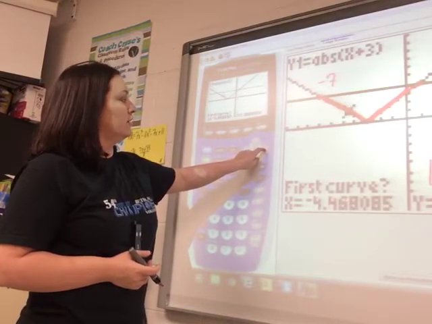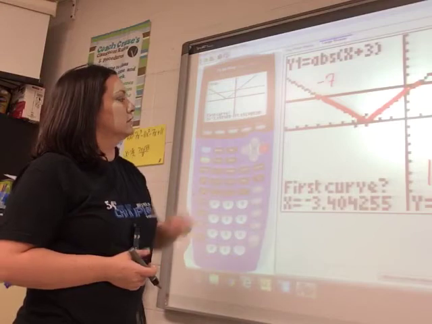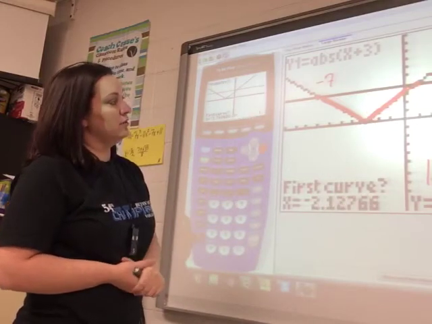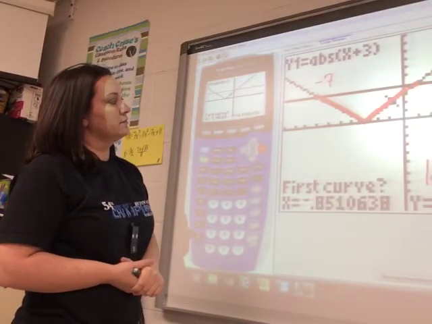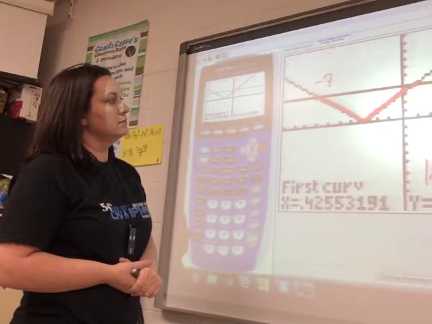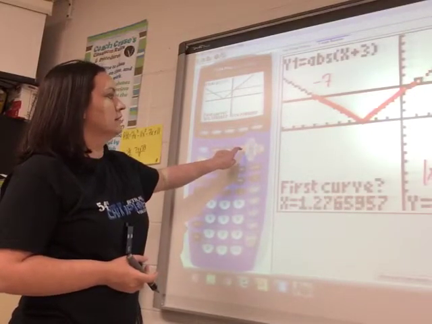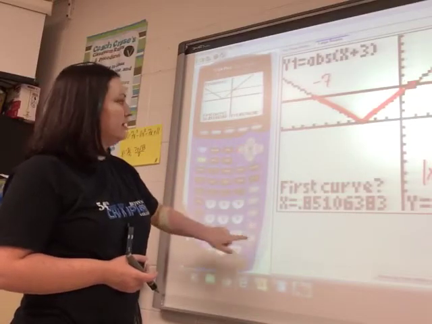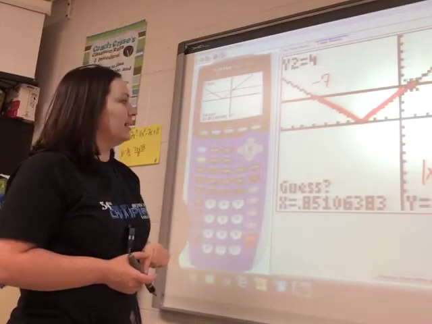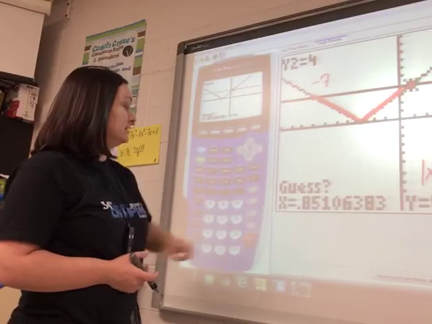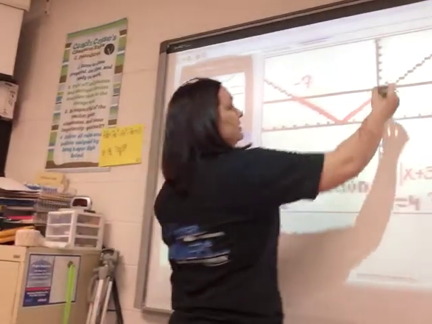Come over here to where that intersection point is. Mine takes a little while, so bear with me. Passed it up, so I'm going to come back here. Get real close to it. Hit enter on the absolute value. Hit enter for the line. Hit enter because we definitely want to guess here. And we find out that x is 1.